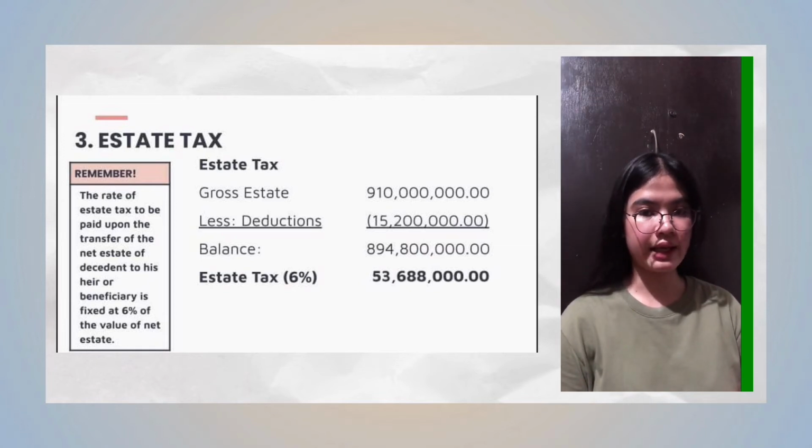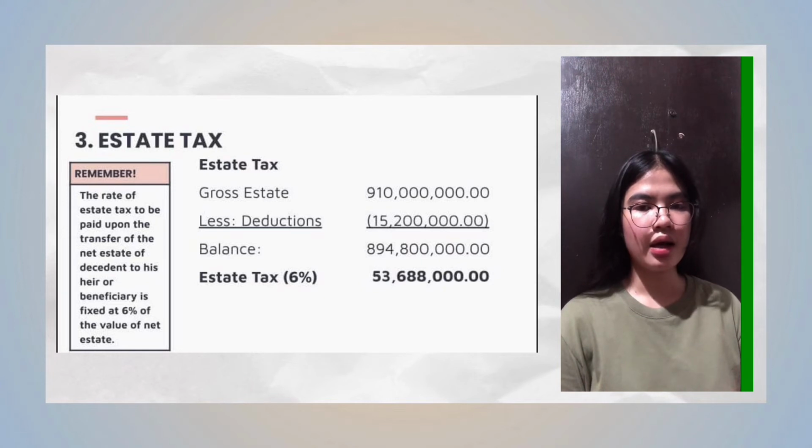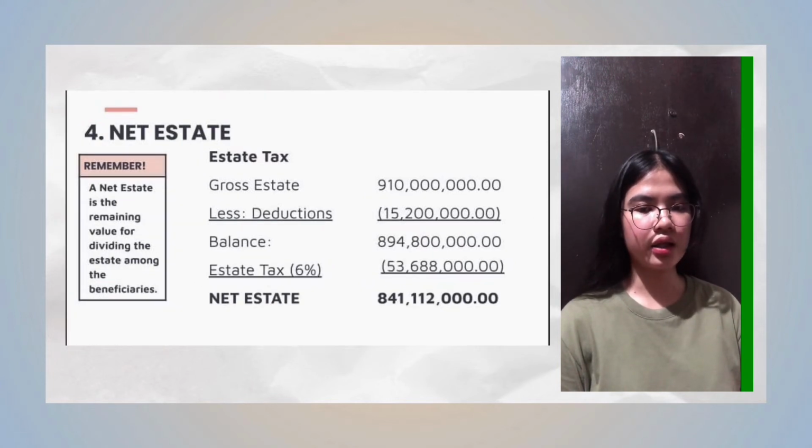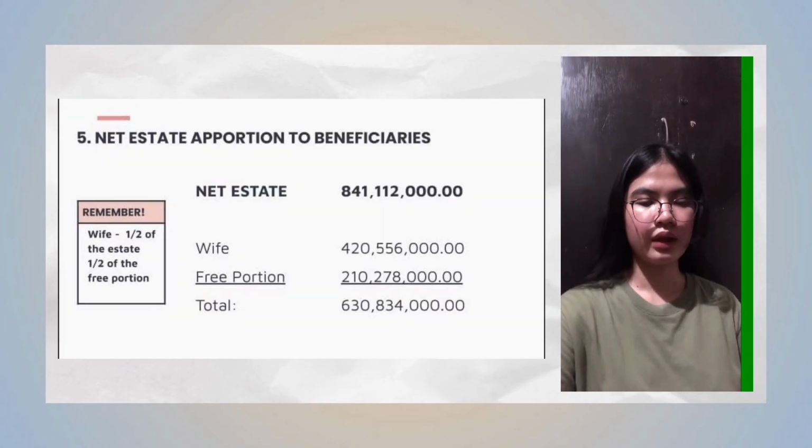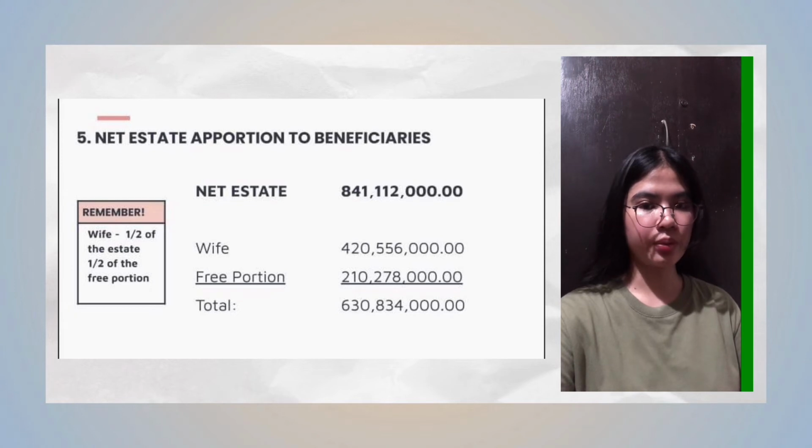Next, yung net estate. So, remember, a net estate is the remaining value for dividing the estate among the beneficiaries. So, gross estate niya is 910 million, less deduction na 15 million 200,000, then balance niya is 894 million 800,000. Estate tax na 6% is 53 million 688,000, so the net estate is 841,112,000.